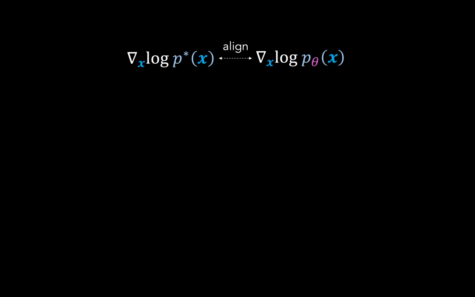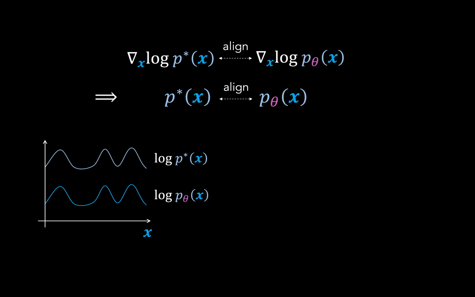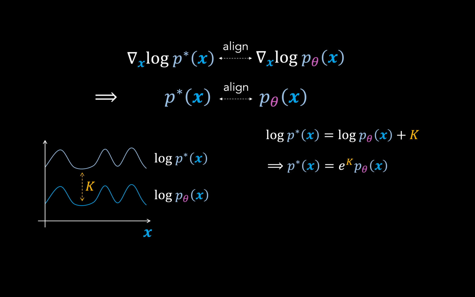Well, it turns out that if we align the score functions of p star and p theta everywhere, then the underlying probability distributions will also be equal to one another. The intuition is straightforward. If the log gradients are equal to one another, then log p will follow the same landscape topology for both distributions. The only way for the log densities to be different in this case is for them to differ by a constant k, which translates to a coefficient for the densities.